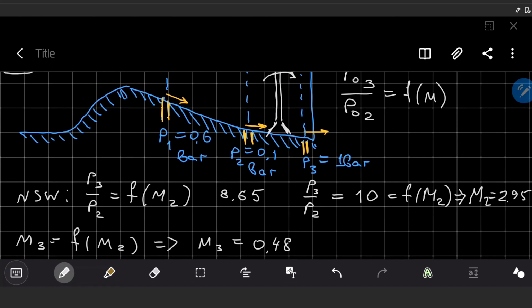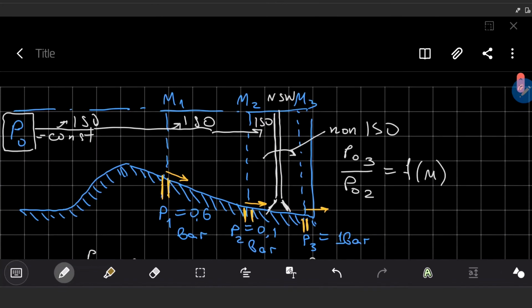We cannot say anything about stagnation pressure yet, because we must determine stagnation pressure before the shock wave to make a relation between stagnation pressure before and after the shock wave. And to make this, I will write for you two relations. One relation will be, since the flow is isentropic, between pressure 1 and stagnation pressure P0. And another relation I will make between pressure 2 and stagnation pressure.